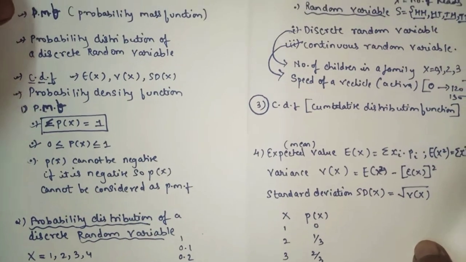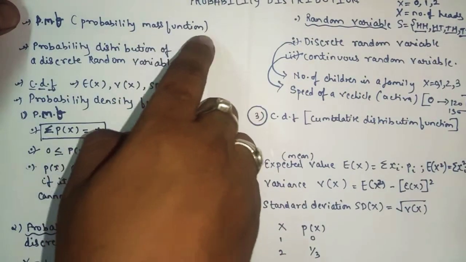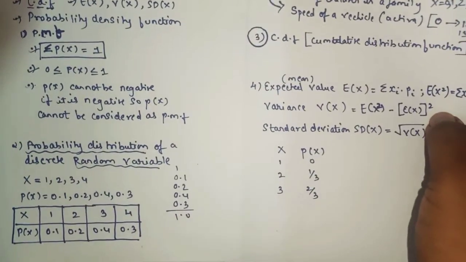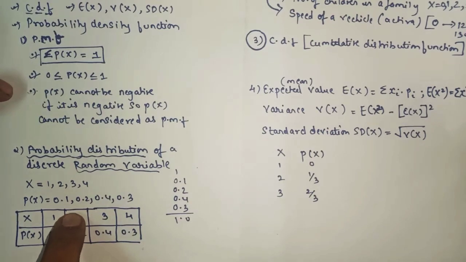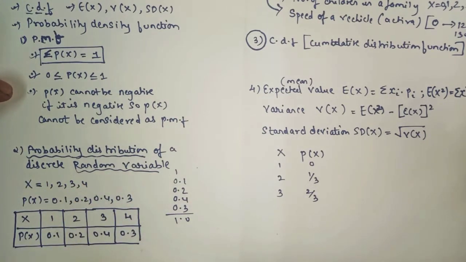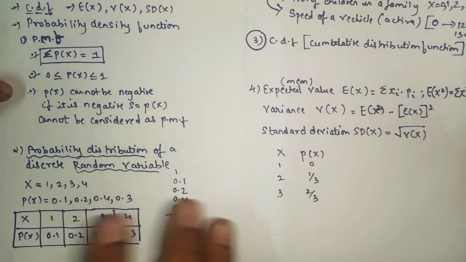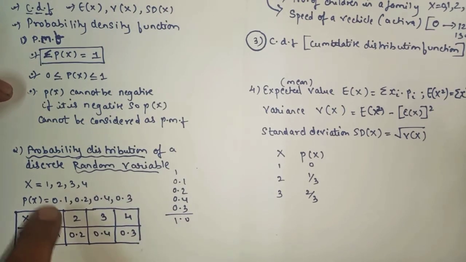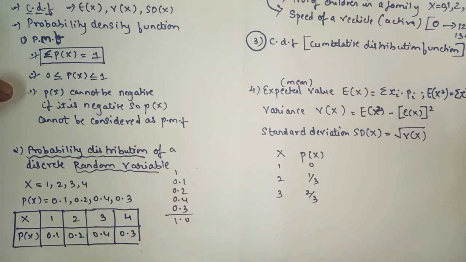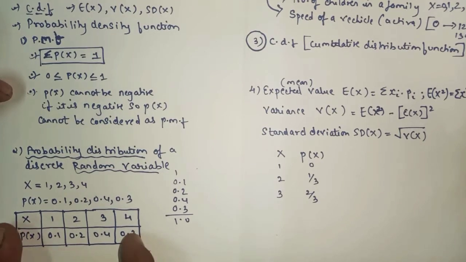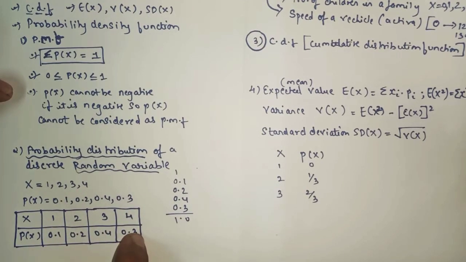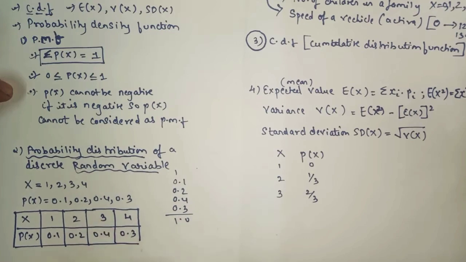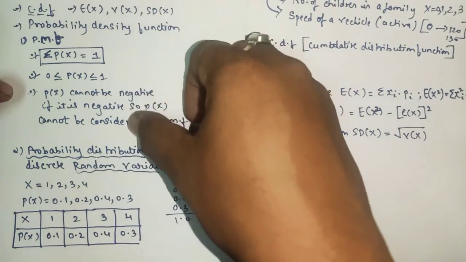So PMF means what? It is known as probability mass function, in which you will have one table like this, and simply in the question they will ask you to state whether this box, which is known as probability distribution, is a PMF or not. So how to guess whether a given particular box is a PMF or not? You have to remember these 3 points.